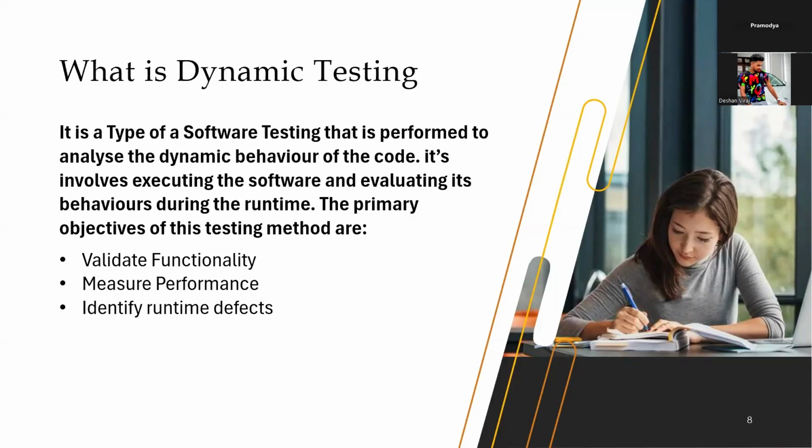In simple terms, dynamic testing is the process of running the software and checking how it behaves, not just reading the code. Unlike static testing, dynamic testing requires the program to be actively running to expose defects that only appear at runtime, such as login errors, timing issues, etc. The primary objectives of this testing method are to validate functionality, measure performance, and identify runtime defects.